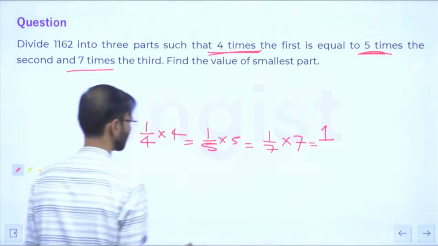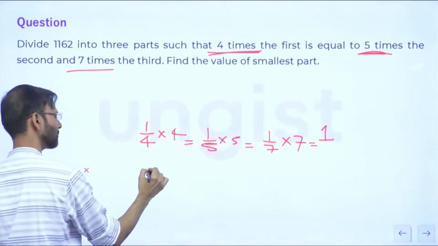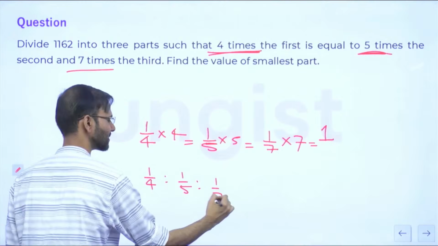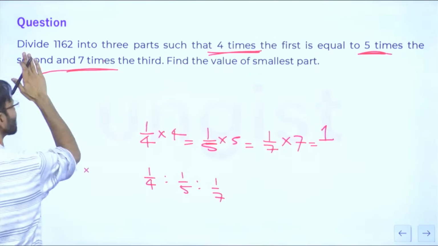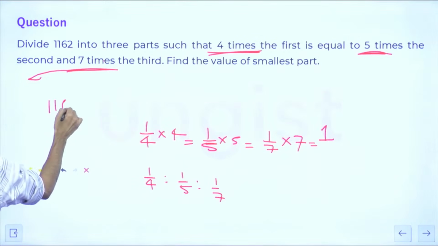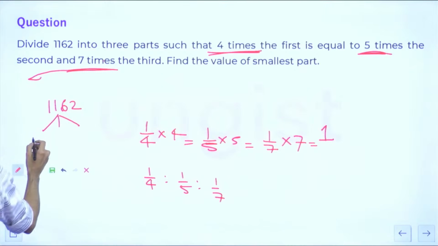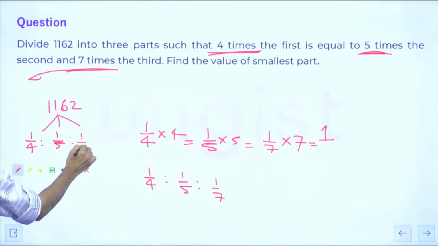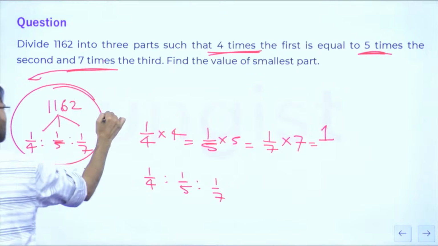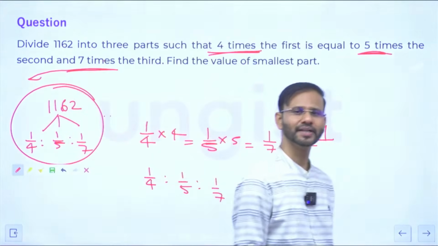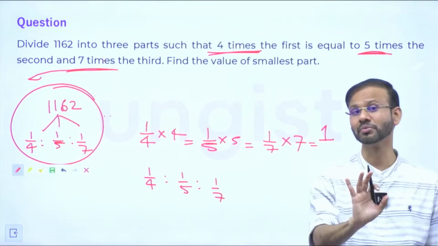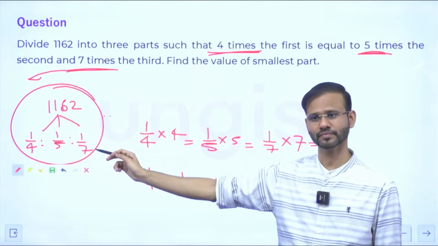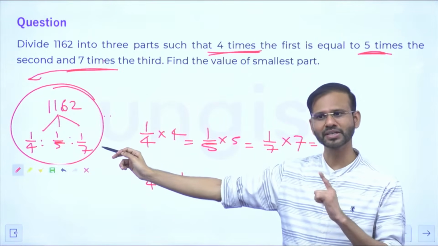So you know what, guys? The question is trying to ask you 1 by 4 is to 1 by 5 is to 1 by 7. So the question is trying to ask you to divide 1162 in these three ratios: 1 by 4 is to 1 by 5 is to 1 by 7. I just want to listen to this from you guys. Right? Question solve ho jayega, not a problem. But you should be decoding this first. Guys, are you able to understand now?